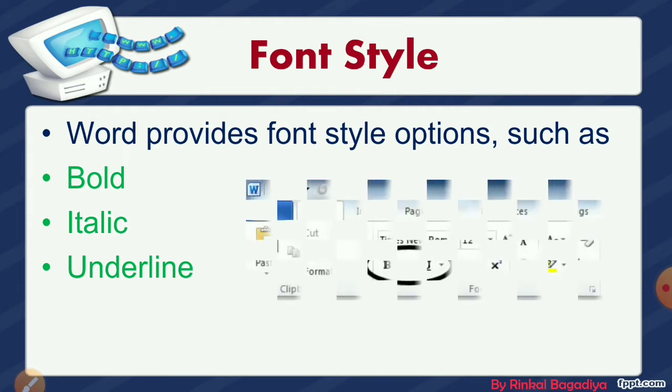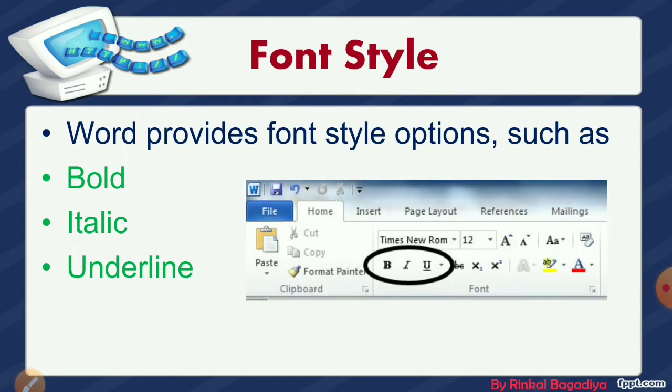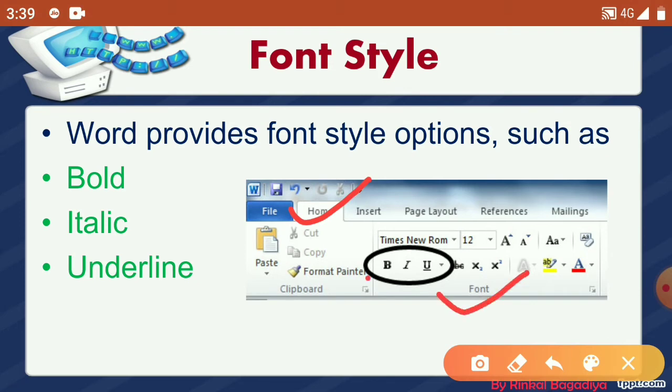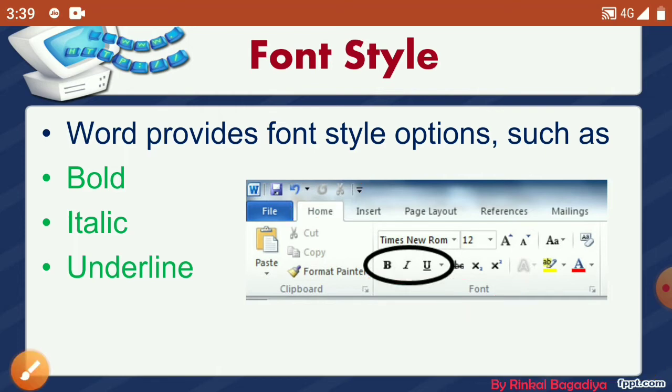You can see on the screen, a Word screen is given. In that, in the Home tab, in the Font group, these three options are available below the font type. B for bold, I for italic and U for underline. So these three options we are going to learn today.